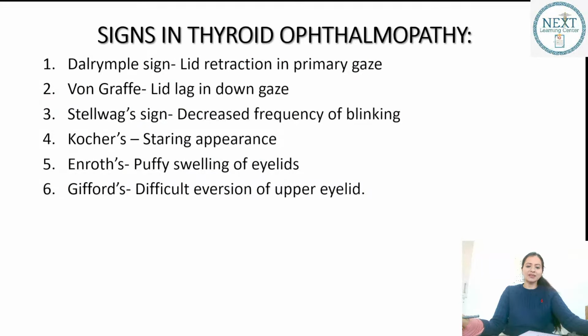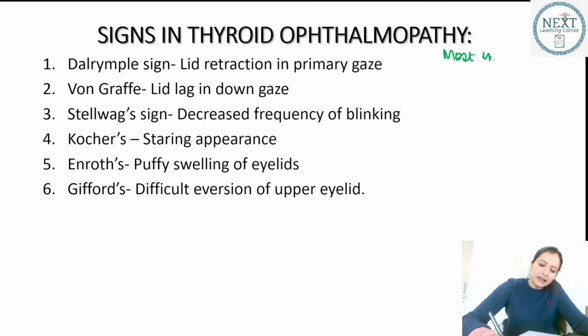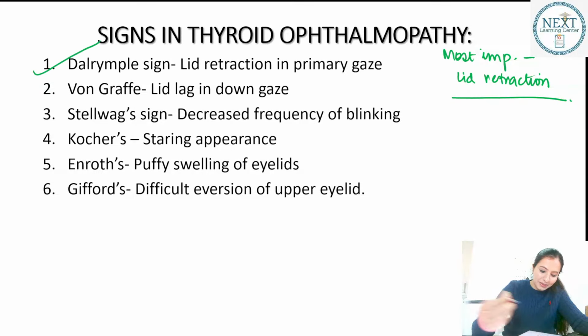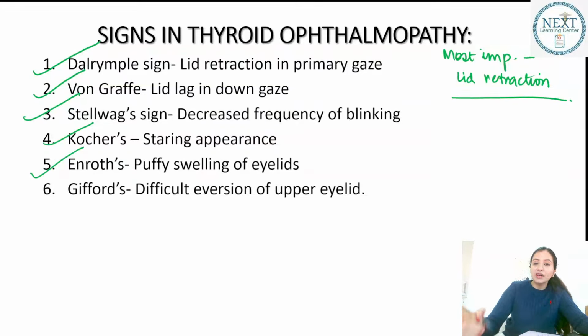Looking at the signs in thyroid ophthalmopathy, most important is your lid retraction. So, what do you call this as? Lid retraction in primary gaze, it is your Dalrymple sign. Von Graefe is lid lag in down gaze. Stellwag is decreased frequency of blinking. Kocher is staring appearance. Enroth is puffy swelling of the eyelids, and Gifford is the difficulty in eversion of upper eyelid.